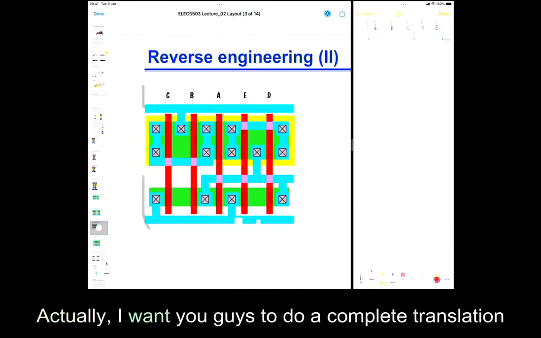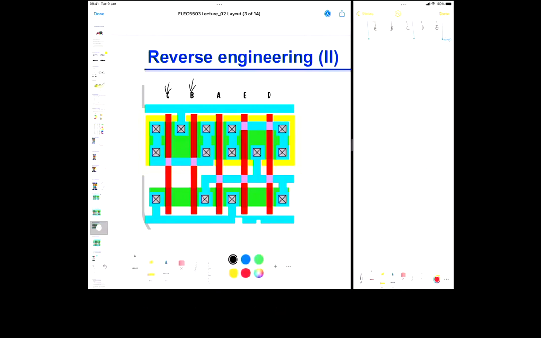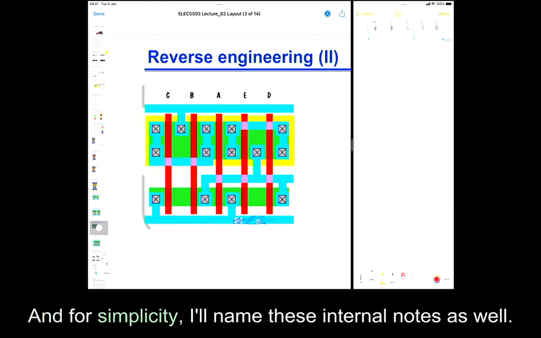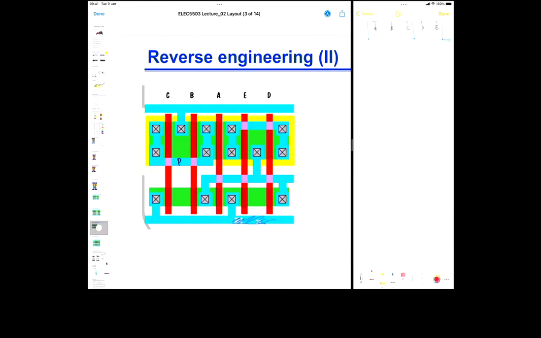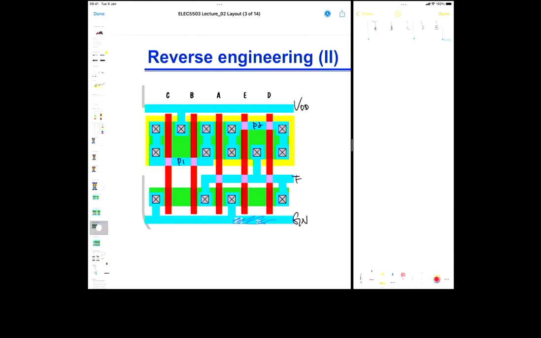Okay? Actually, I want you guys to do a complete translation from this layout to a schematic. I'll give you a bit more time. So again, pay attention to the node. It's not A, B, C, D, E anymore. And also this one here is just a piece of metal. And for simplicity, I'll name these internal nodes as well. So this is P1, this is P2, this is F, this is VDD, this is G and D. Okay?